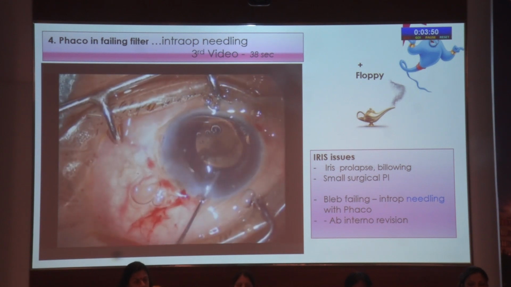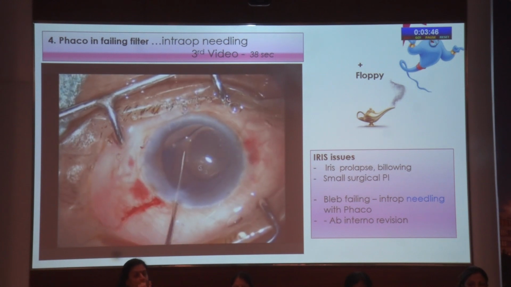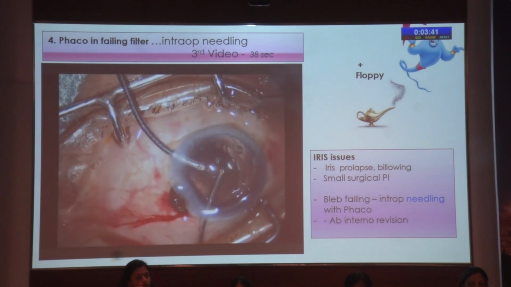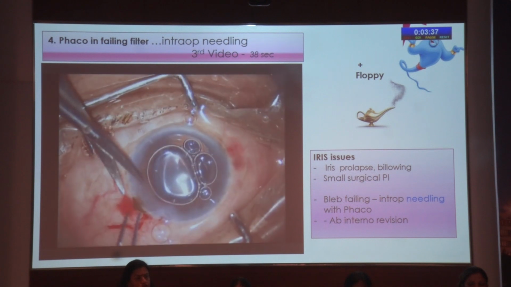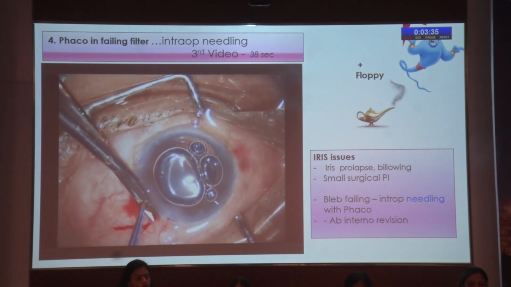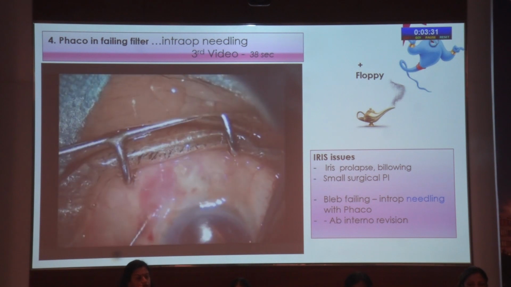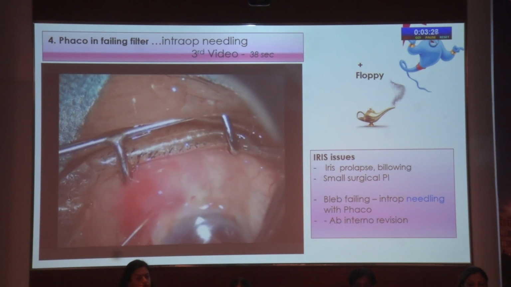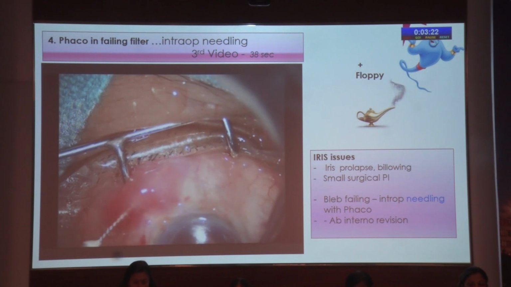So this is what I was talking about, the floppy iris. It comes up like the genie out of the lamp. It just keeps coming out. And you have to ultimately do a small surgical PI on the temporal side, and then it just remains inside. The trick is not to keep on depositing it because it will keep coming out. So I just do a small PI and then it just remains there. In this bleb, intra-op needling was done along with phaco because this bleb was failing. So we combined it with that and we have good results with that.